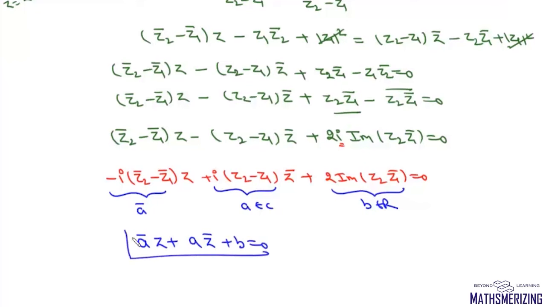So if in complex numbers we have any equation which is like a bar z plus a z bar plus b equals 0, then this equation will represent a straight line, where a is a complex number and b is a real number. So that's our general equation of a straight line.